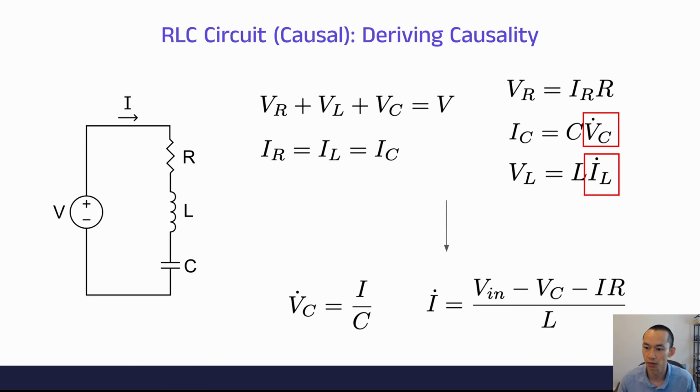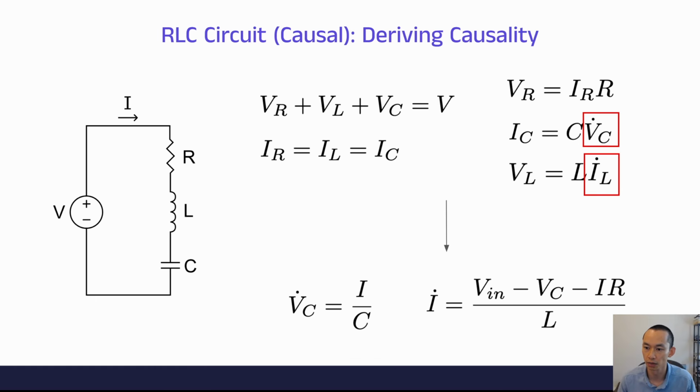Okay, so we're not going to go through this step by step, but you can go through this exercise of rearranging these equations. It might take you like 5 or 10 minutes. And then ultimately what you end up with is these two equations down here, right? We have the derivative of VC is equivalent to I over C. And then the derivative of I is equivalent to the voltage coming in minus the voltage across the capacitor minus IR, over L.